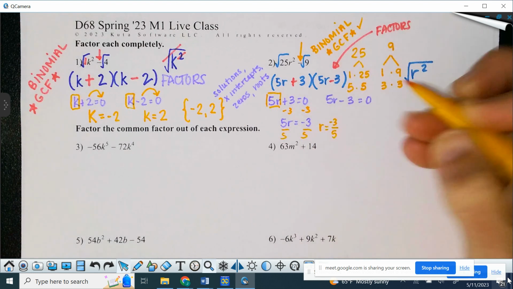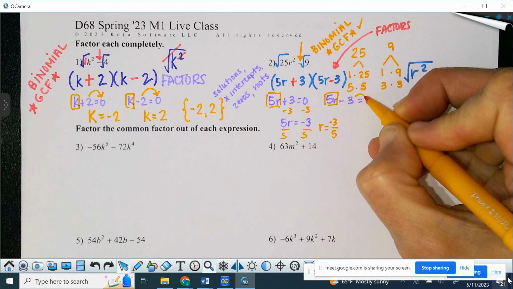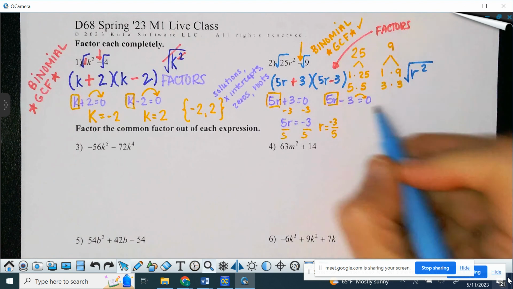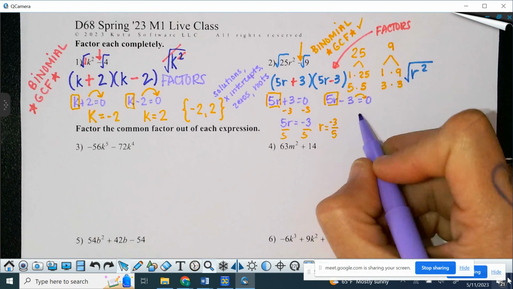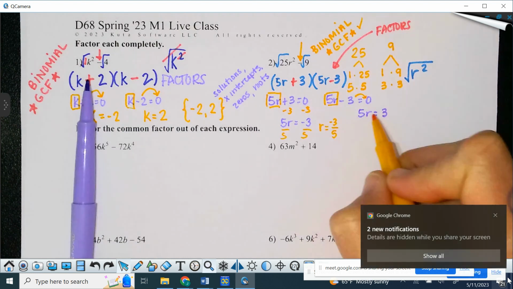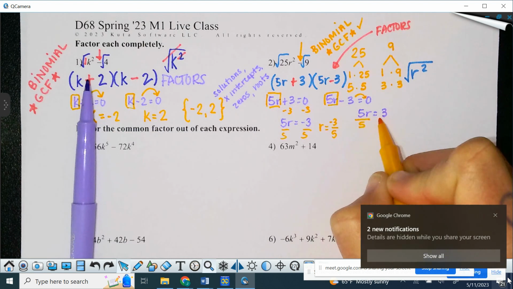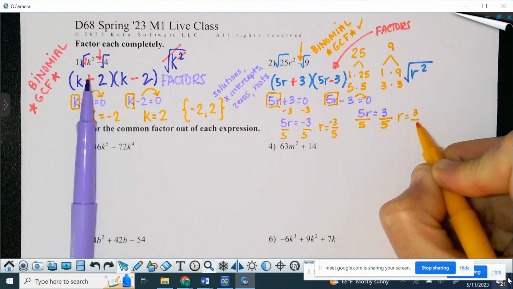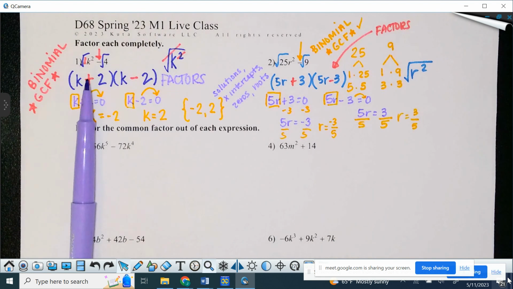Same thing here, but we're going to add that 3. So now we have 5r equals 3. 5 times r, and the inverse of multiplication is division, so we're going to divide by 5. And so r equals a positive 3 over 5. And you may see those as decimals as answer choices, but if that's the case, hopefully you understand that you can convert those to decimals in your calculator.